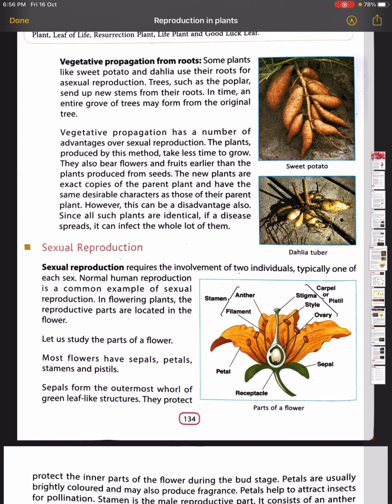Vegetative propagation has a number of advantages over sexual reproduction. The plants produced by this method take less time to grow. They also bear flowers and fruits earlier than the plants produced from seeds. The new plants are exact copies of the parent plant and have the same desirable characters as those of their parent plant. However, this can be a disadvantage also, since all such plants are identical. If a disease spreads, it can infect the whole lot of them.